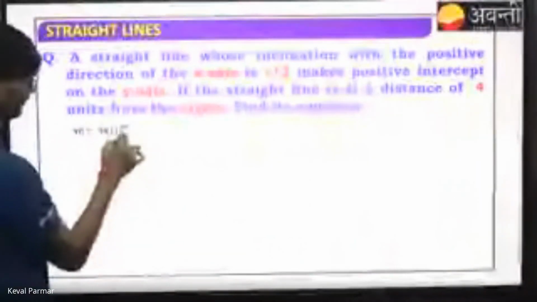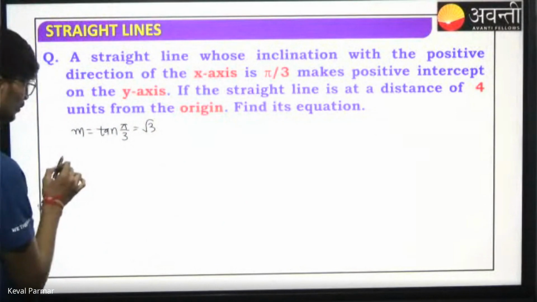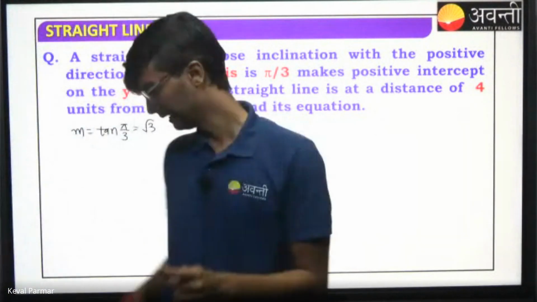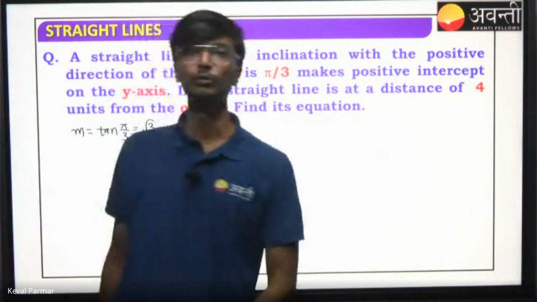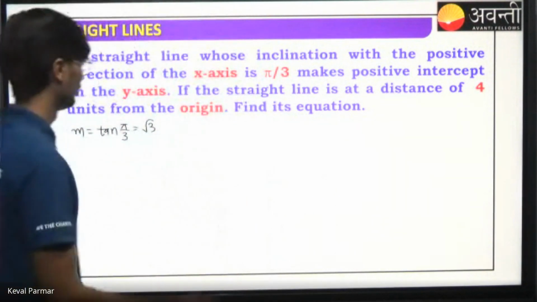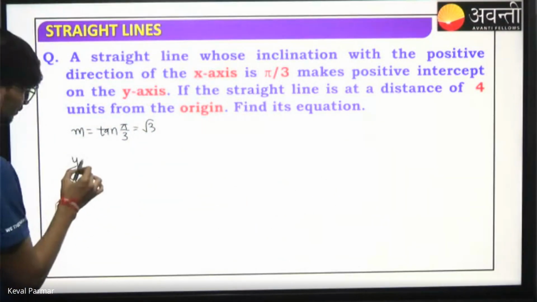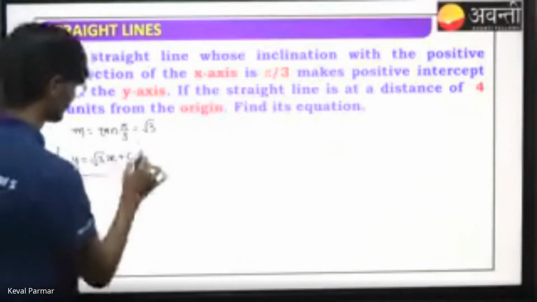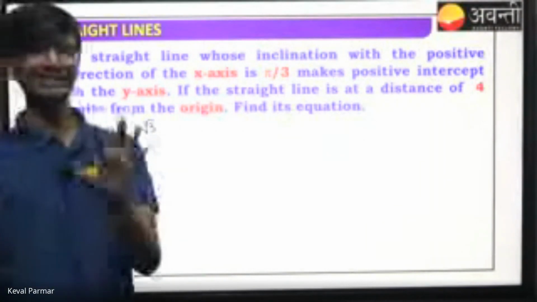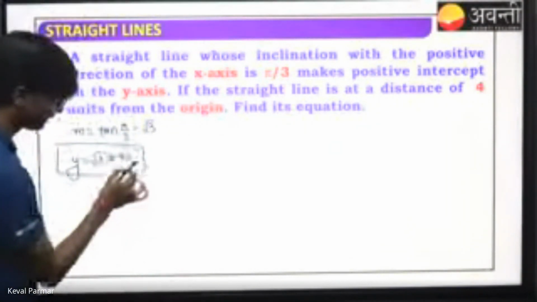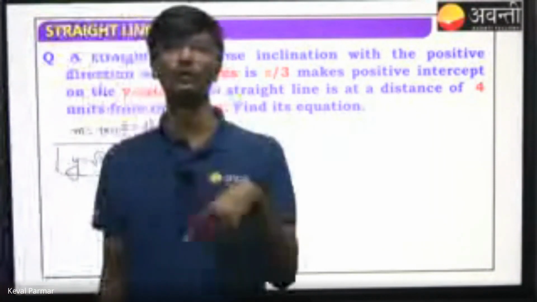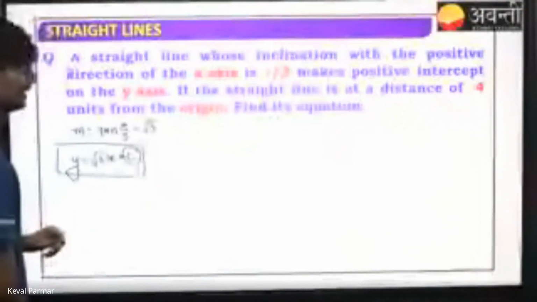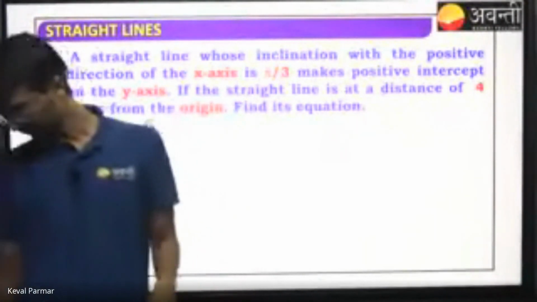A straight line whose inclination with positive direction of x is pi by 3, then I know the slope is tan pi by 3, which is root 3. Again, let me tell you, this is where we will be using the slope intercept form. So here, the equation of line will be y equals mx plus c. Now, to get the equation of line, we need to get c. How many unknowns? 1. How many conditions? 1. Distance.